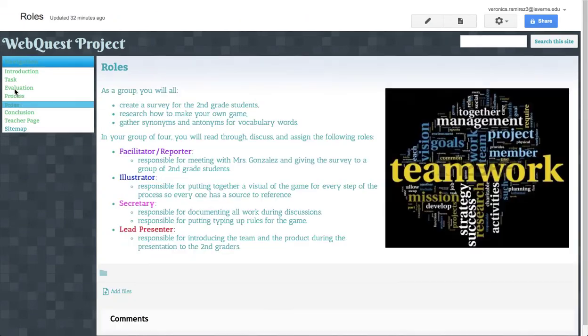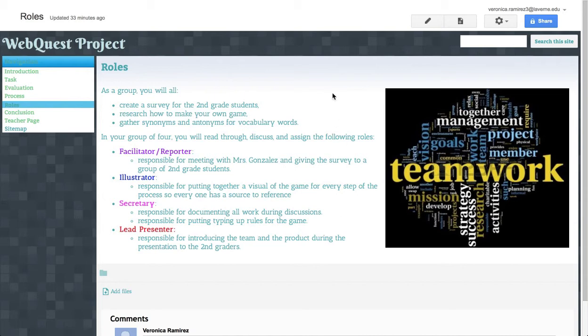The roles that they have to choose from are the facilitator and reporter, who's responsible for meeting with the teacher and for giving the survey to the second graders, the illustrator, who's responsible for putting together a visual of the game for every step of the process, the secretary, who's responsible for documenting all of the work during the discussions, as well as typing up the rules for the game, and the lead presenter, who's responsible for introducing the team and the product during the presentation to the second graders.